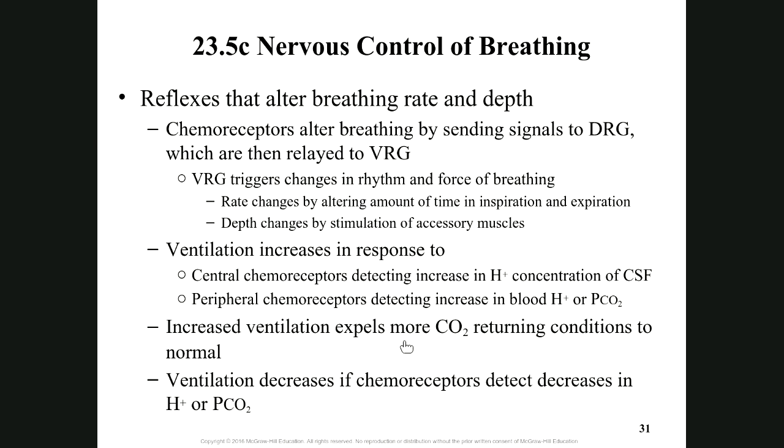When you send more carbon dioxide out, the pH of your blood goes back to the normal pH, which is 7.2 to 7.4. And you know that this pH is a little alkaline. Ventilation decreases if chemoreceptors detect a decrease in hydrogen ion concentration or the pressure of carbon dioxide. So when the pressure of your carbon dioxide or the amount of hydrogen is normal or below normal in your blood, then your ventilation comes down.